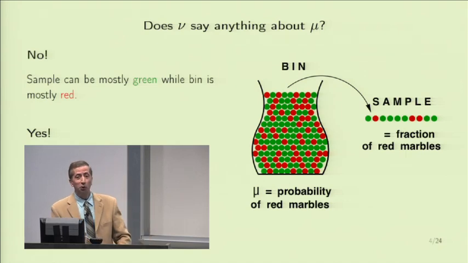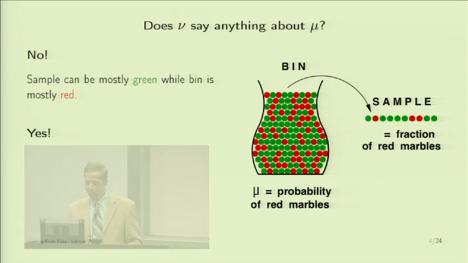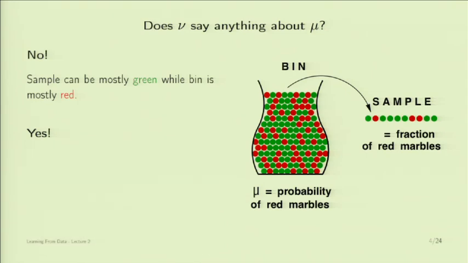Okay, so why is it yes? Because if you know a little bit about probability, you realize that if the sample is big enough, the sample frequency, which is nu, the mysterious disappearing quantity here, is likely to be close to mu, okay?